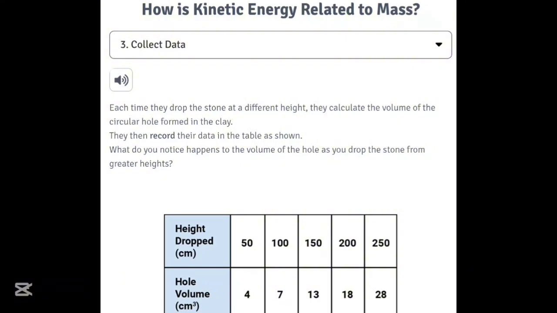Each time they drop the stone at a different height, they calculate the volume of the circular hole formed in the clay. They then record their data in the table as shown. What do you notice happens to the volume of the hole as you drop the stone from greater heights?